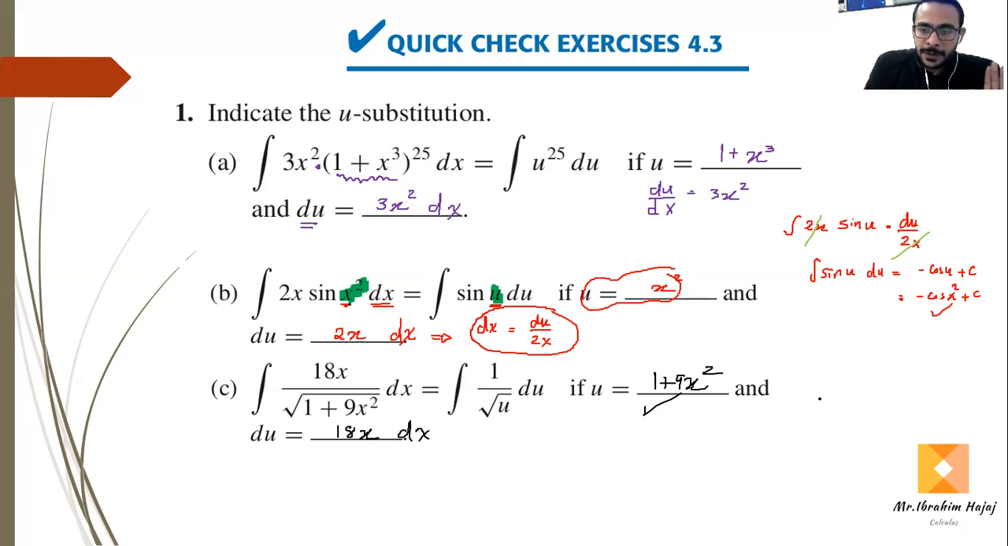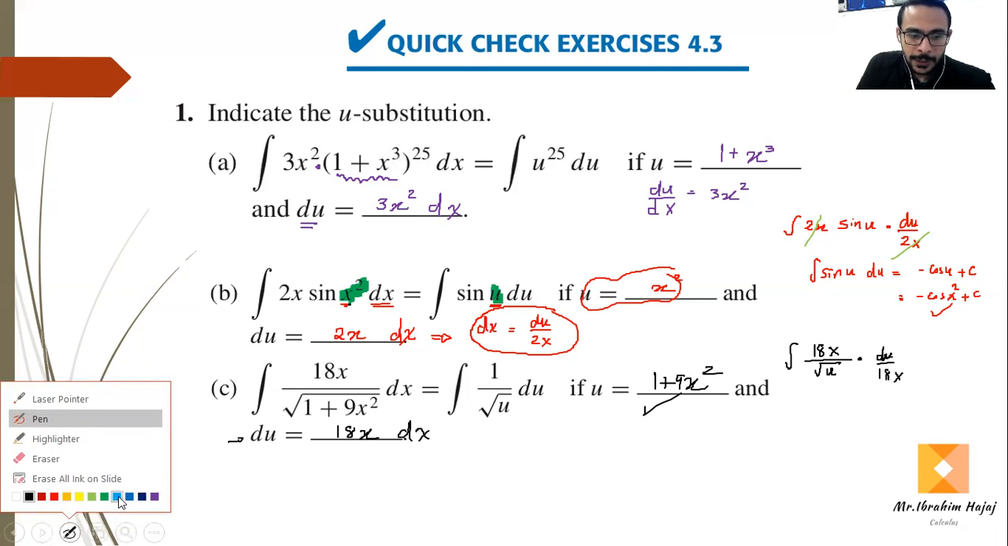So the question stopped there, but we have to complete it. Let me be tough and complete it. 18x over root u times dx. Find dx. dx from du here is du directly over 18x.